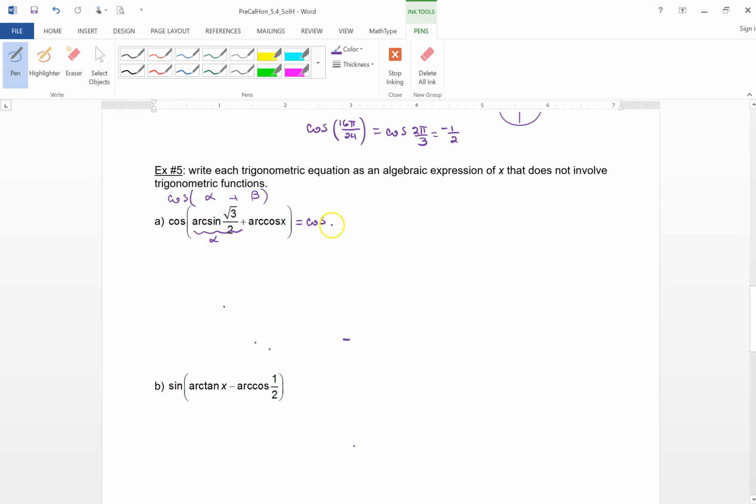So it's arc sine root 3 over 2. Do we write sine inverse root 3 over 2? Sure. So cosine of the first one, cosine of the second one, minus, right? Sine of the first, sine of the second. So sine of arc sine root 3 over 2, sine arc cosine x.